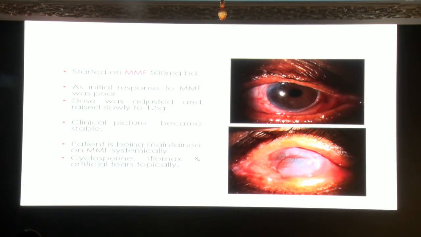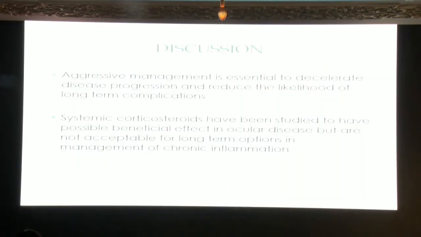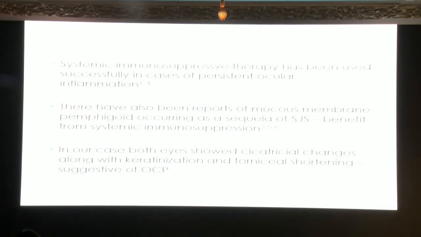We all know aggressive management is essential to reduce disease progression, and systemic corticoids have a role in ocular disease, but they are not acceptable for long-term use. Systemic immunosuppression has been used successfully in many cases of persistent ocular inflammation. There have also been reports of mucous membrane pemphigoid occurring as a sequel of SJS, which obviously benefits from systemic immunosuppression. In our case, we really don't know whether it was OCP that was going on or whether it was a progressive form of SJS.